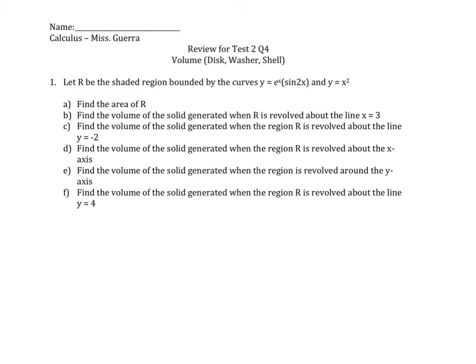Alright, so the first question says, let R be the shaded region bounded by the curves y equals e to the x sine 2x and y equals x squared. Find the area of R and answer all the following parts.